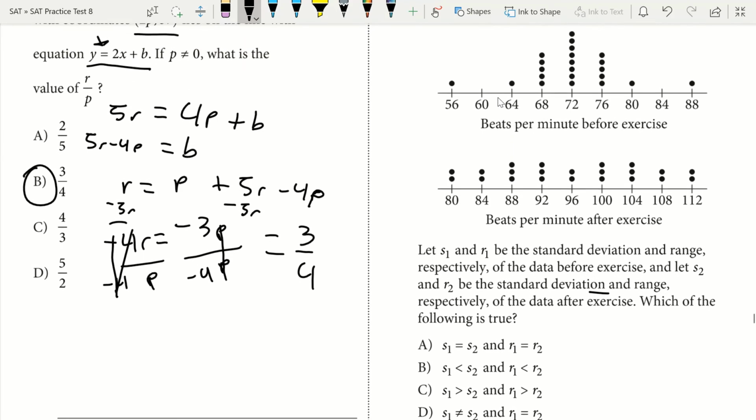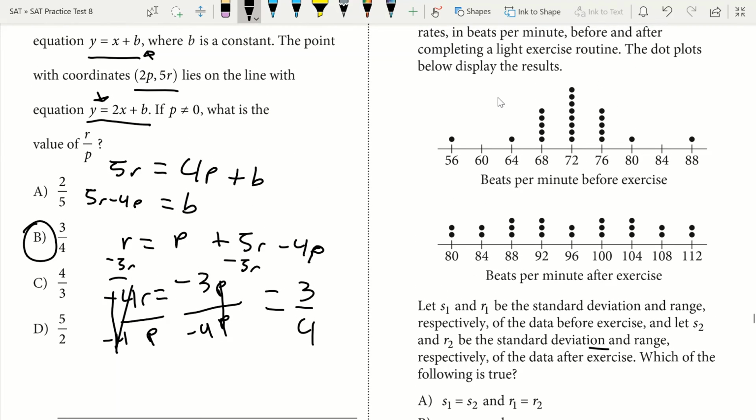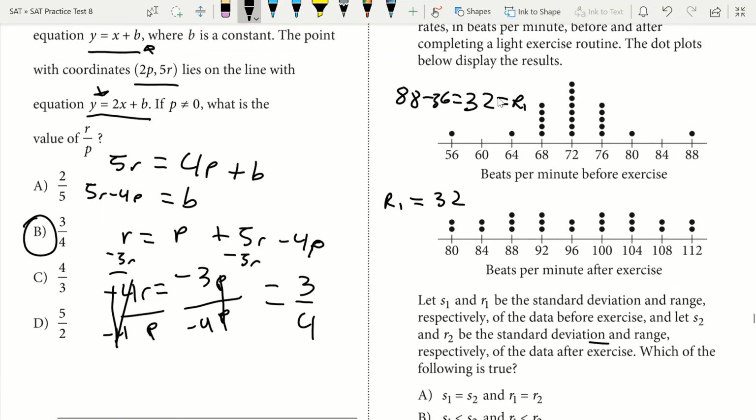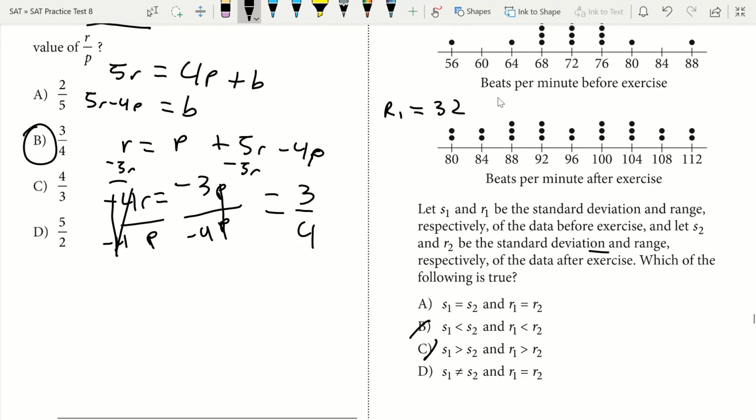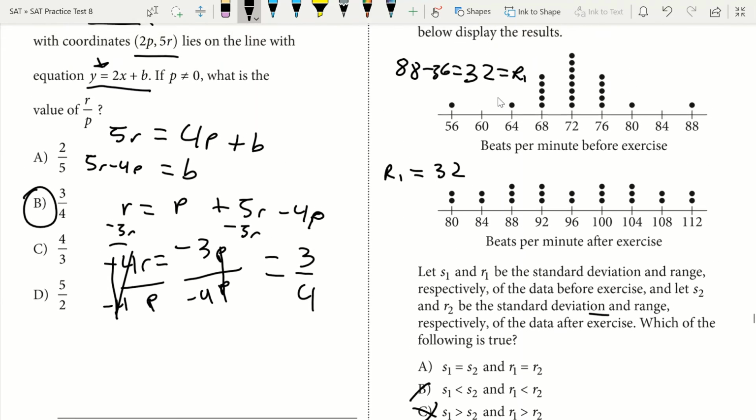Alright, well I've got my range. I'm going to go ahead and do that first. Range is going to be my maximum value minus my minimum value. My maximum is 88. 88 minus 56 gives me 32 as range 1. My range 2 is going to be my maximum value minus my minimum value. 112 minus 80 is also 32, so I see my ranges are equal. I can get rid of any answer choice without that. And now I'm left with A and D, so I'm talking about my standard deviations.